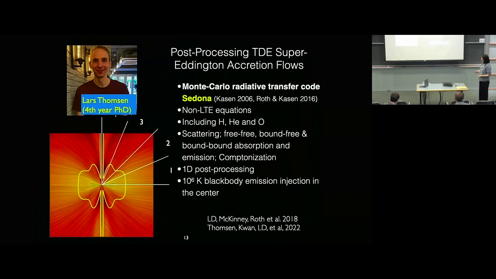In particular, we did 1D post-processing, which means we divided this accretion flow into different inclination bins. We did averaging in each bin, and we injected blackbody emission at around the disk temperature, 10^6 Kelvin, from the center, and let it propagate and go through all this radiative transfer in the accretion flow until it leaves and escapes the photosphere.